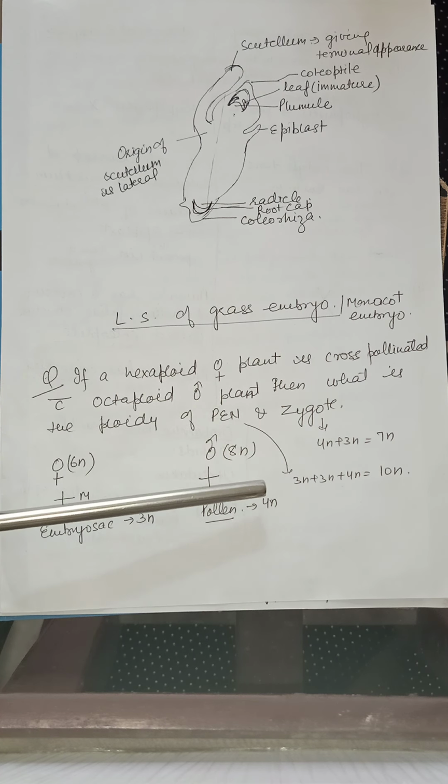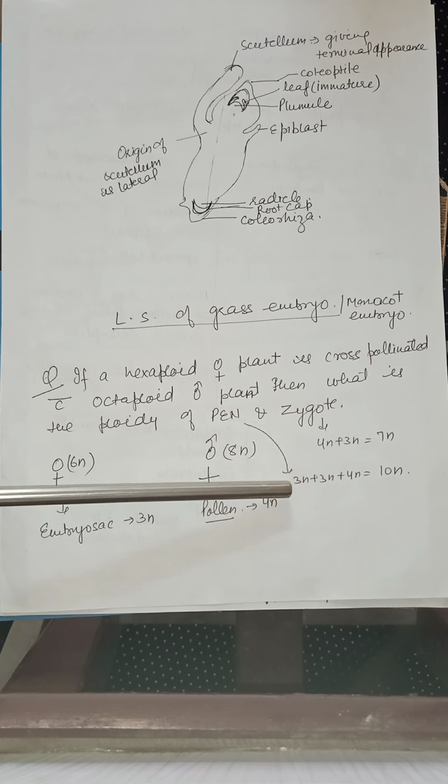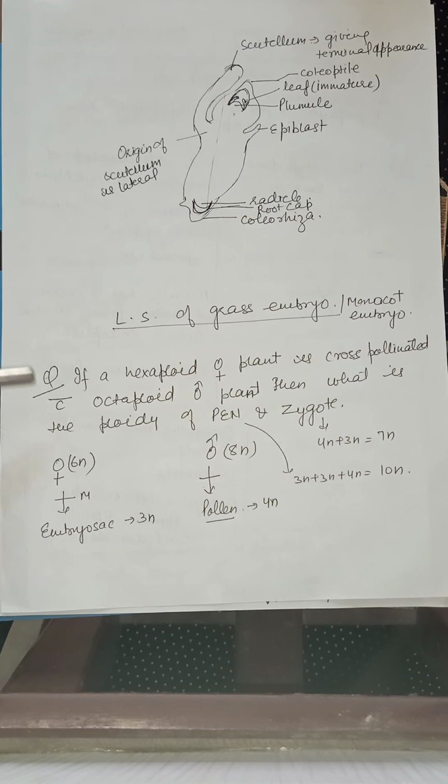But the ploidy of PEN will be: 2 female nuclei will be there, 3n each, and 1 male gamete, 4n, which is equal to 10n. So this type of question can be asked in NEET.